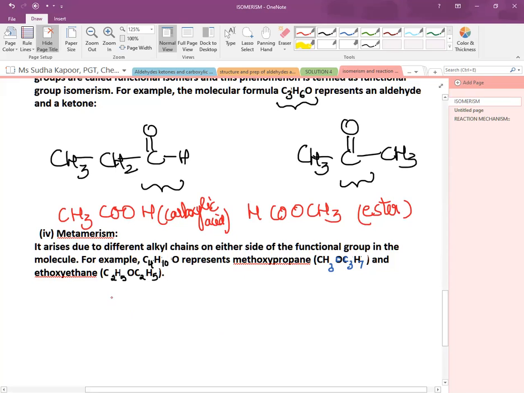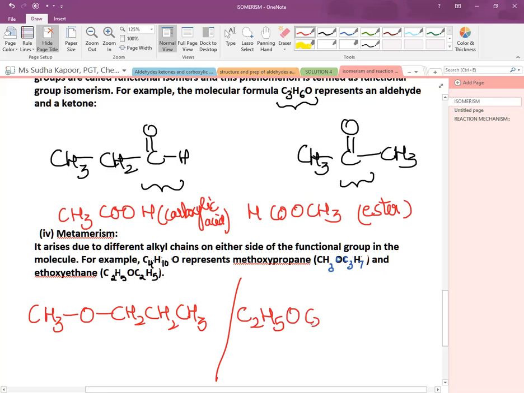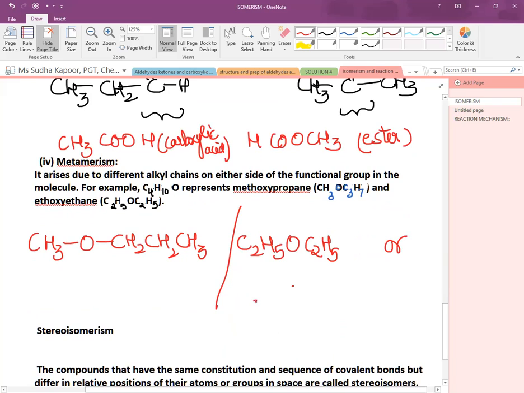The various forms for it can be drawn like this: CH3O, CH2, CH2, CH3, or we can draw it the other way as C2H5O, C2H5, or again in another manner as CH3. One of the other forms that can be drawn for it is CH3O.